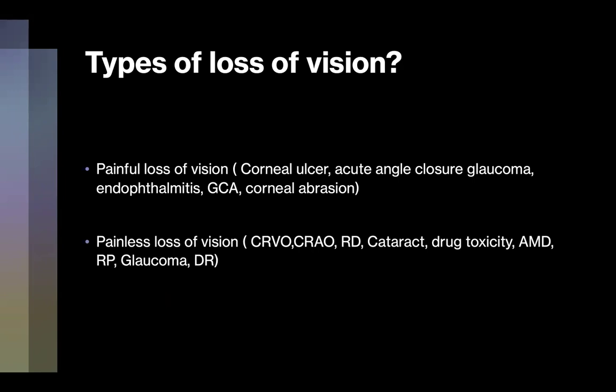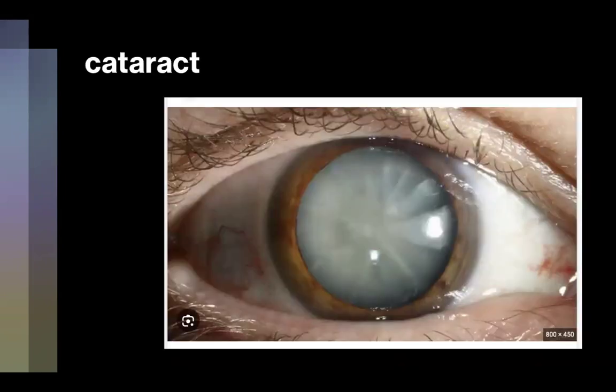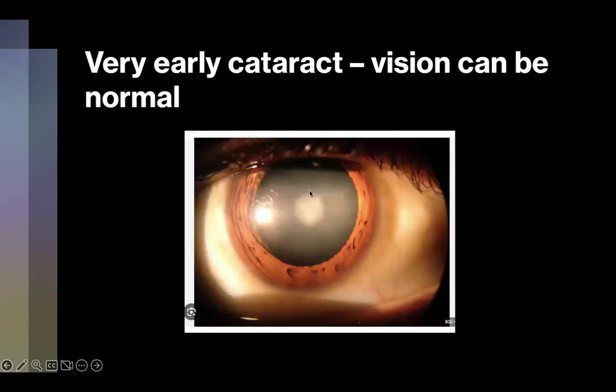Okay, so we'll start from very common stuff first. This is a cataract. This white thing at the center is the cataract. This is an advanced state of a cataract, and this is an early state of a cataract. Usually a clear lens, but there's a haze in the middle.